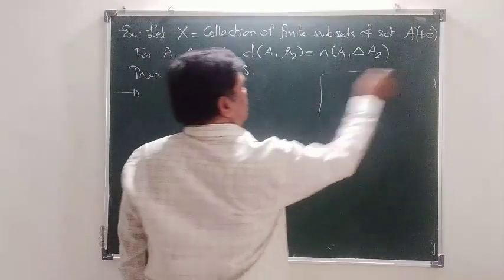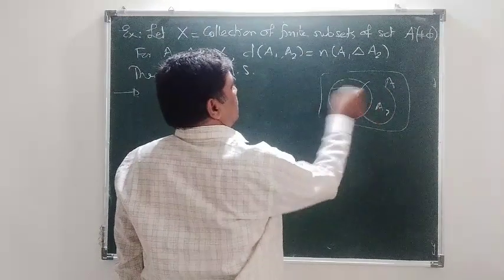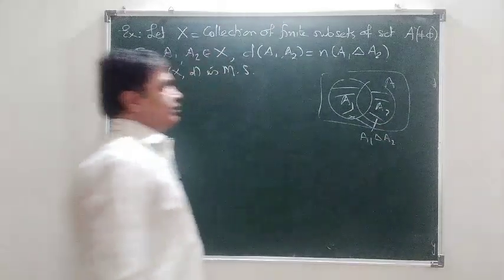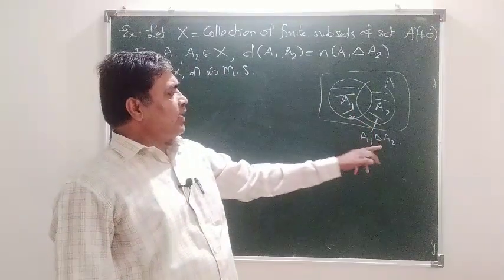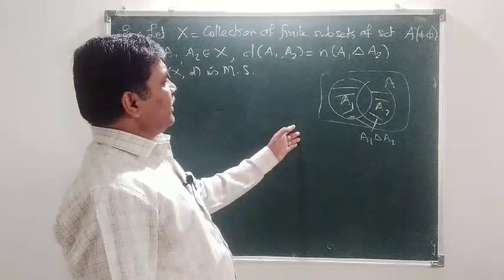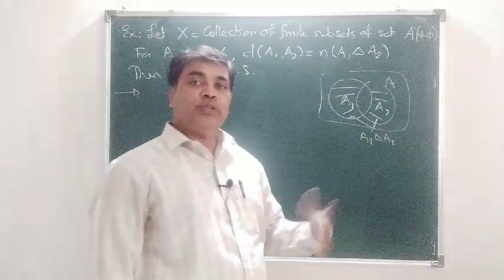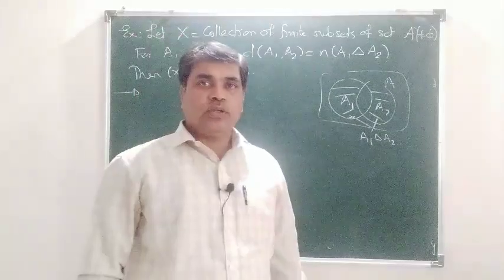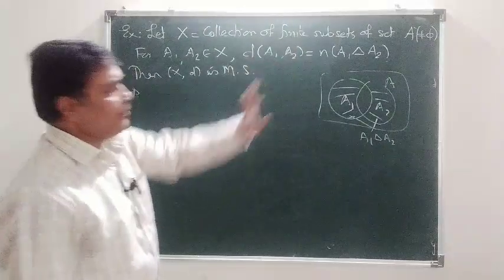Take sets A1, A2; this is your symmetric difference. As A1 and A2 are finite sets, A1 minus A2 union A2 minus A1, which is nothing but A1 symmetric difference A2, is a subset of A. A1 is finite, A2 is finite, therefore A1 minus A2 and A2 minus A1 are finite, their union is finite, and those two sets are also disjoint. So this function is well defined.